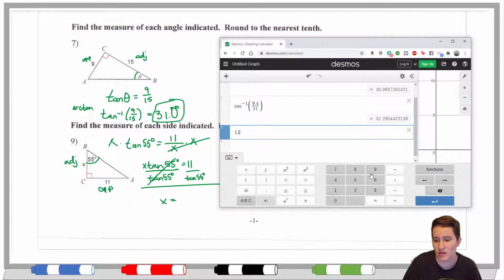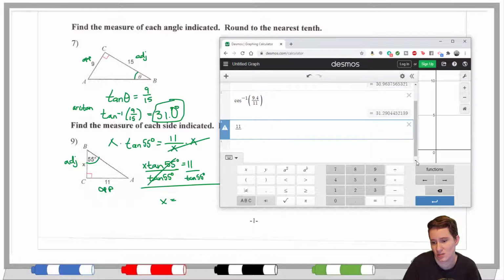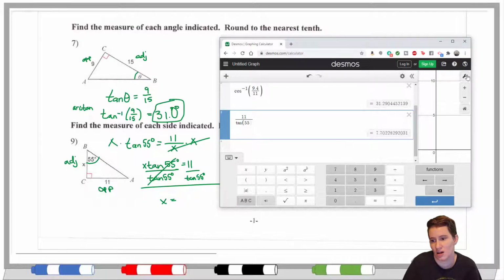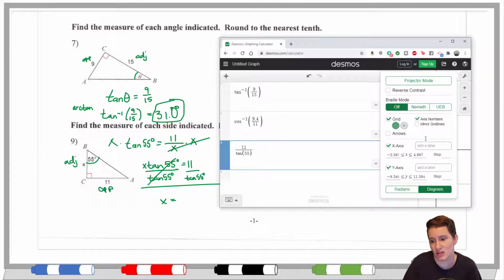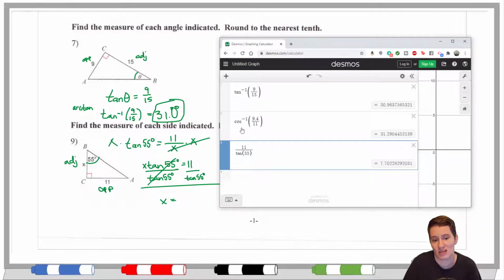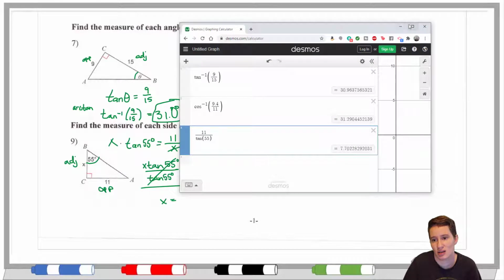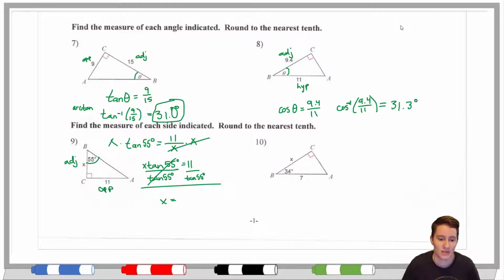In case you're wondering here, I'm using Desmos as my calculator of choice. And if you do use Desmos, it's a great tool. I have already changed it to be in degree mode here using this little tool icon. So keep that in mind. It does need to be in degree mode. This said round to the nearest tenth, so that's 7.7 for our answer.